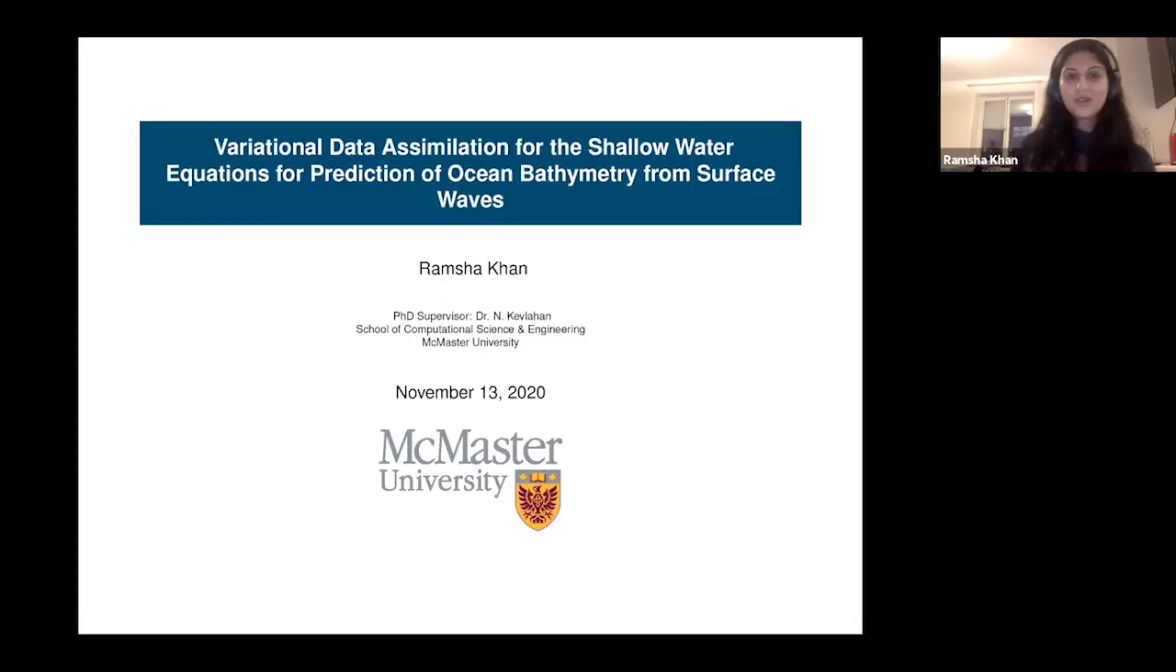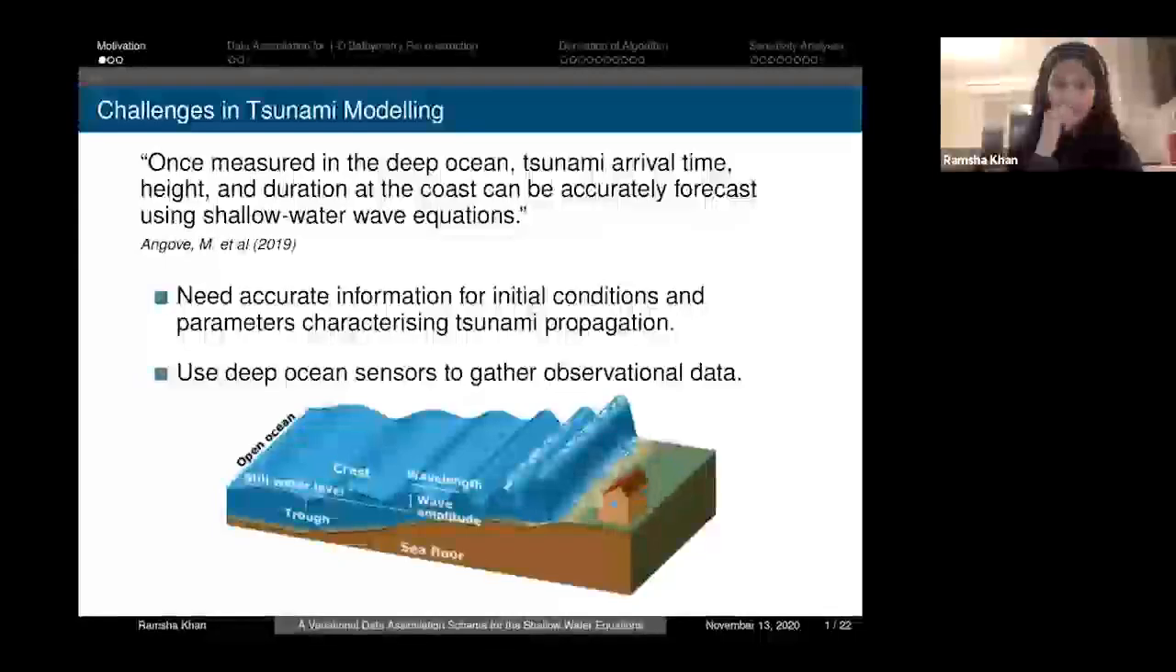I will be talking, as Evan mentioned, about variational data assimilation for the shallow water equations for predicting bathymetry of the seafloor from surface waves. So what is the main motivation of this work? Well, the main application that we wanted to extend this to is tsunami modeling. And so for tsunamis, our interest is in accurately gauging their arrival time, velocity, and height at coastlines.